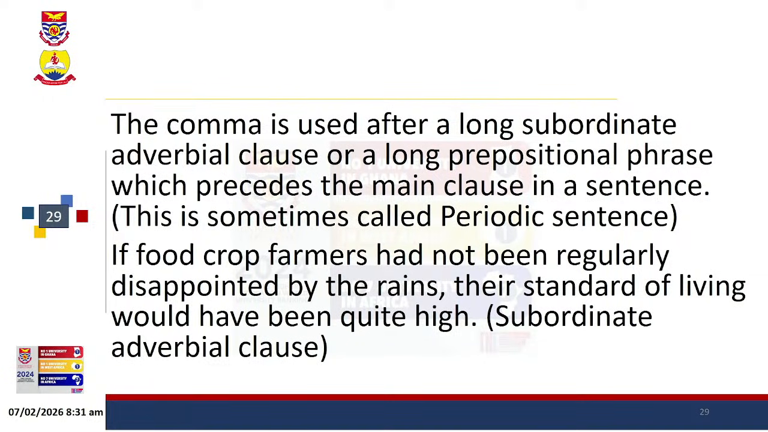If food crop farmers had not been regularly disappointed by the rains, it's a subordinate adverbial clause. And at the end of that subordinate adverbial clause, conventionally, we need to restore a comma and then proceed to the main clause, which is their standard of living would have been quite high. Here, we have separated an adverbial subordinate clause from the main one by the use of the comma.